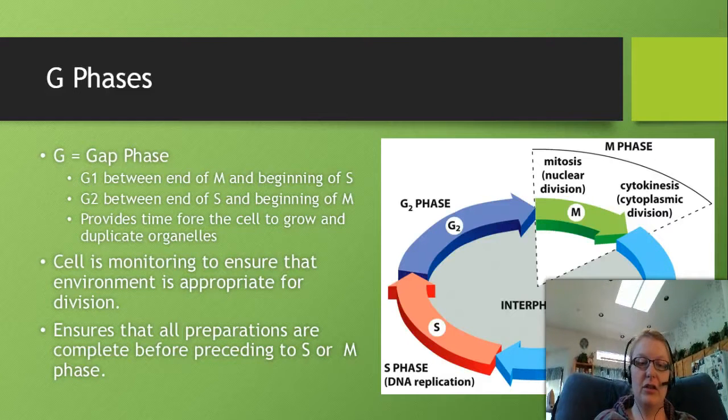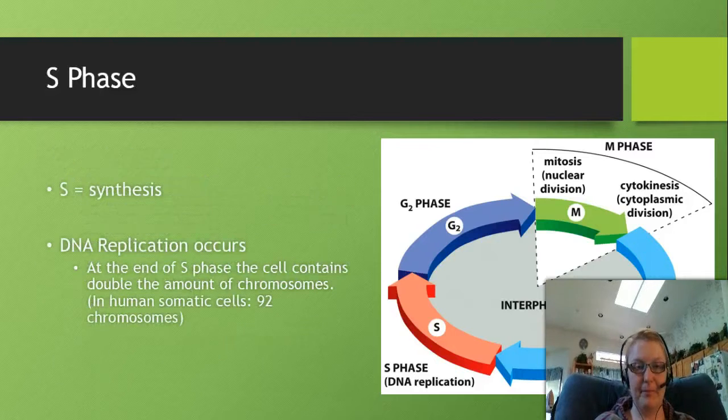So G1 and G2 is where the organelles are going to duplicate. It's where the cell membrane is going to duplicate. It's where we're going to get more cytoplasm. The cell is going to grow a lot in these 2 phases. The cell is also in this place monitoring the environment around it, monitoring what's inside the cell to ensure that the cell is prepared for division. We're going to talk about the checkpoints in a couple of slides and how the cell cycle is controlled. But these are the 2 phases where things are checked out to make sure that we're prepared to move on. Because we don't want to move into S or M phase unless everything is ideal for that to occur.